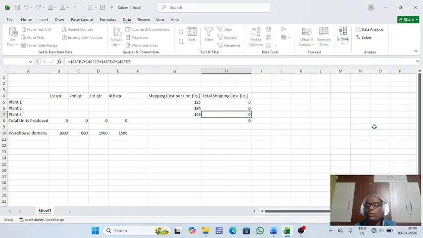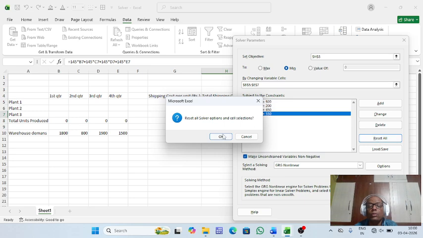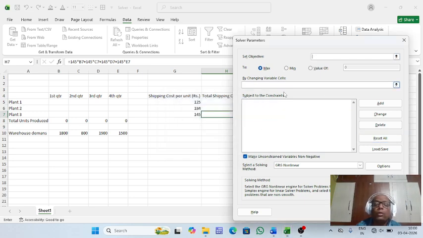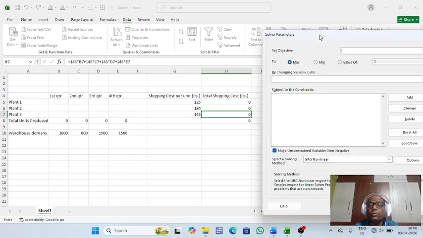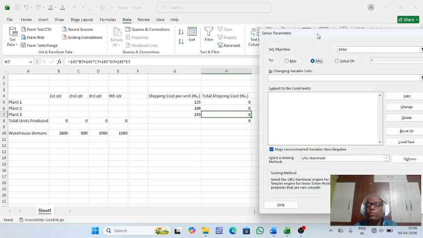I am deleting all this, resetting all. See, our first objective is that you need to find the total cost of shipping, and we are minimizing the total shipping cost. So first is total shipping cost, minimize, by changing the variable cells. We can only change this portion. Then you have to add the constraints.